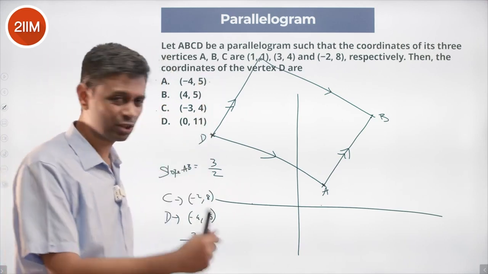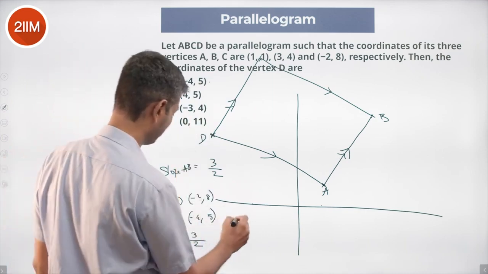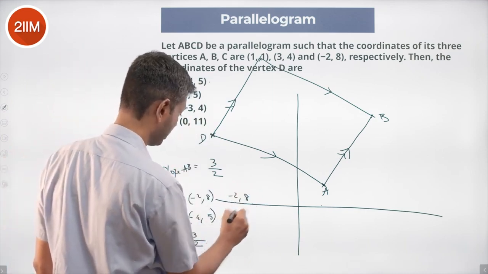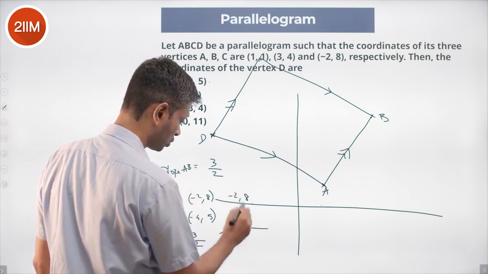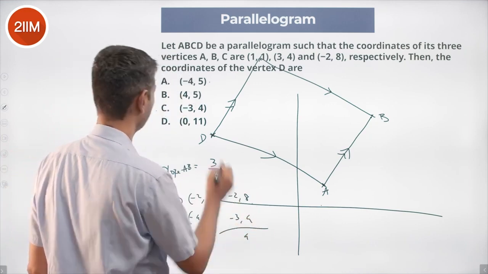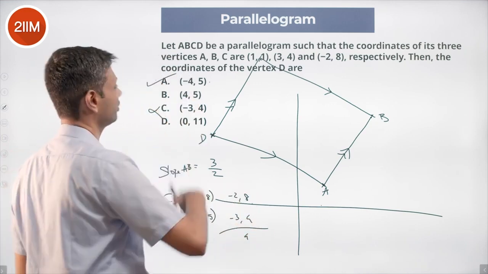Now we need to do the other slope. Before that, we can find it with the other option, (-3, 4) and (-2, 8). The slope will be 4 by 1. So this doesn't work. We can go for the first as the answer.